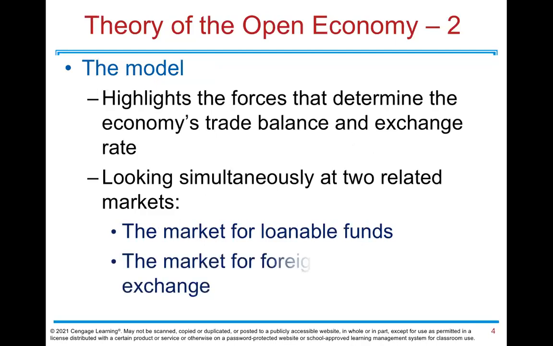So we're going to talk about a model that figures out how to think of these things. How are we determining the interest rate, the exchange rate, net exports, and so on? We have to focus on two particular markets. The first is the market for loanable funds. We've talked about that before, which essentially means the market for debt, for funds that are loanable. And then we're also going to look at the market for foreign currency exchange.